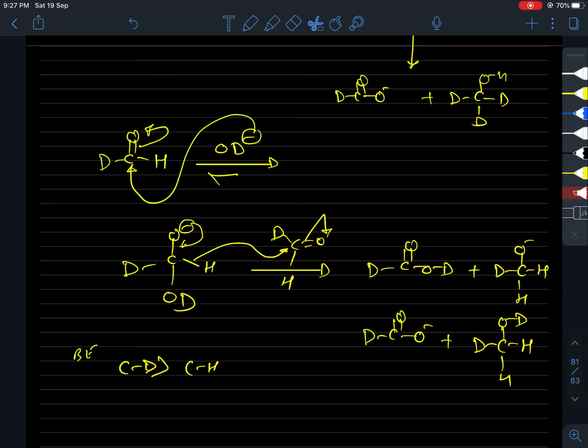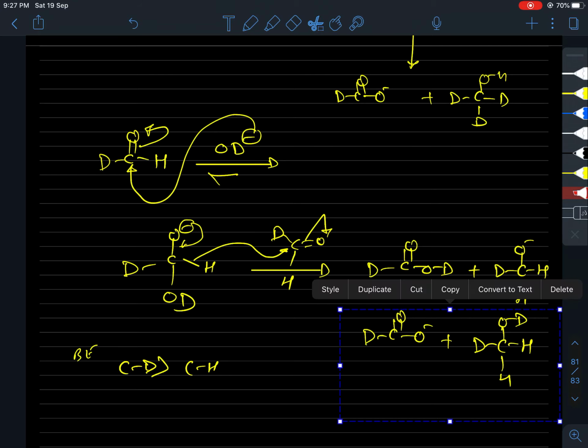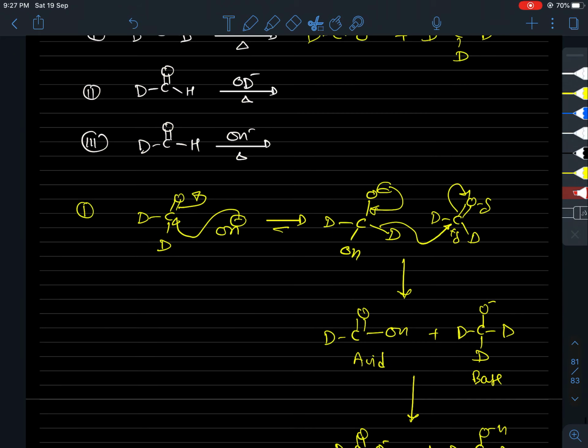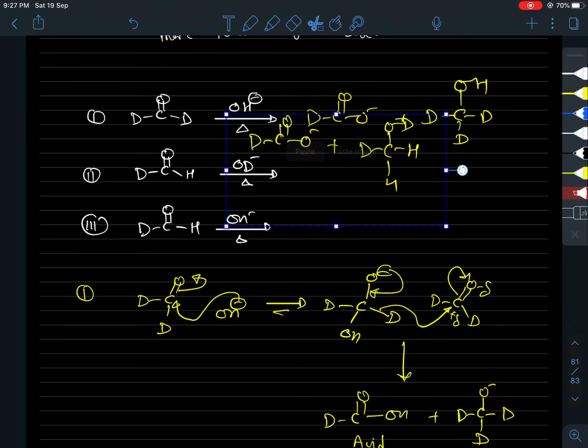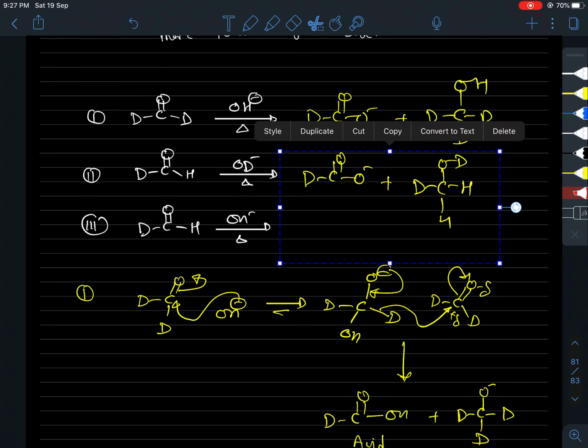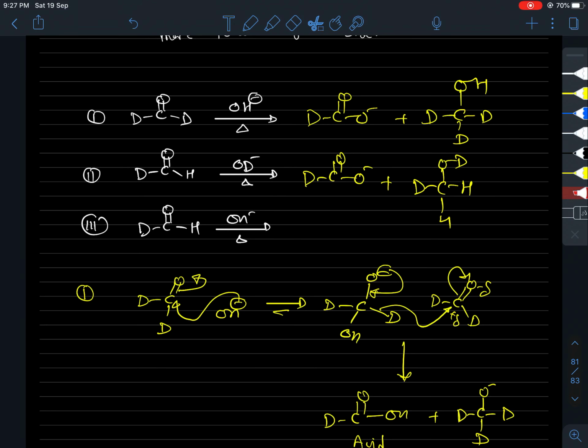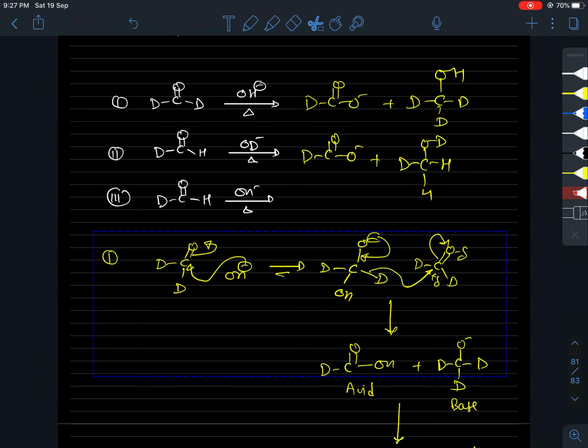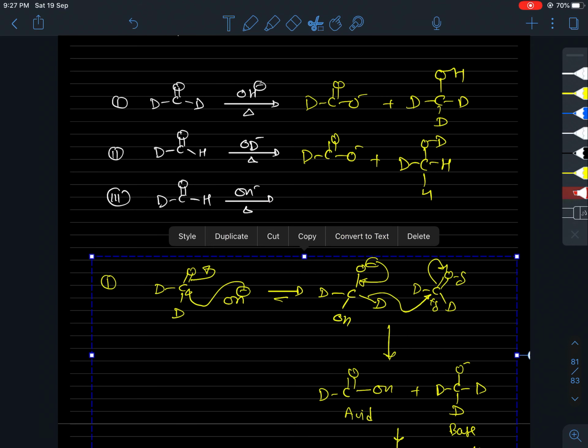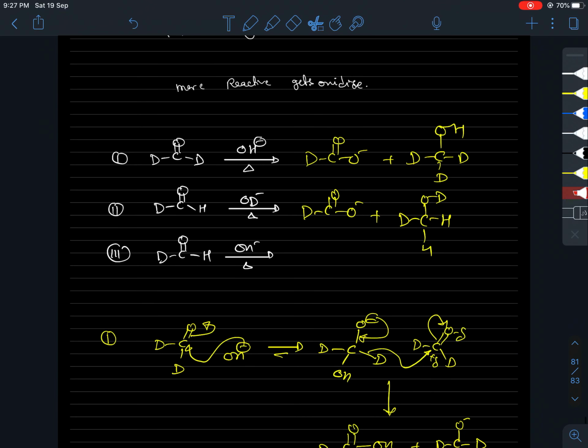So what is the product for the second reaction? The product for this reaction is this, where we are having one of the components as DCO minus, there is no difference. In the other case we are having 2 hydrogen and here there is D.